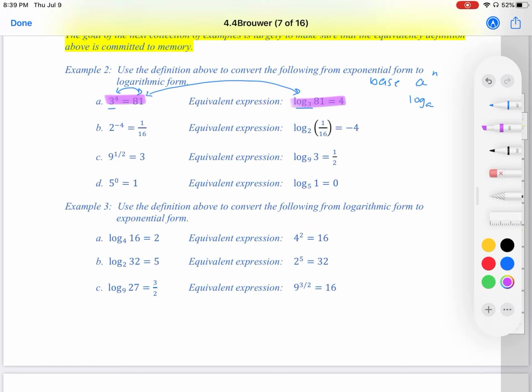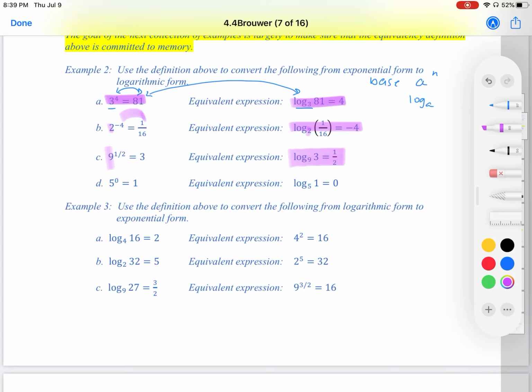2 raised to the negative 4 power equals 1/16. Remember, we keep the same base, log base 2, and then we switch our answer with our argument. Log base 2 of 1 over 16 equals negative 4. Next, we have 9 to the 1/2 power equals 3. We have the same base of 9, so I have log base 9 of 3 equals 1/2.